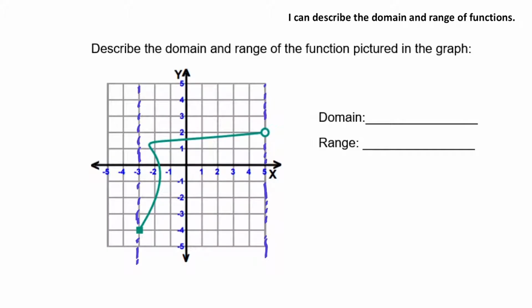So let's try describing the domain. The leftmost point is at -3. That -3 is included, so I'm going to write less than or equal to. Domain is x. And then my rightmost point is at 5. It's an open circle at 5, so I write less than 5.